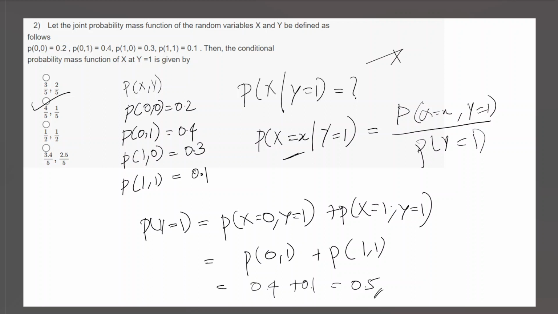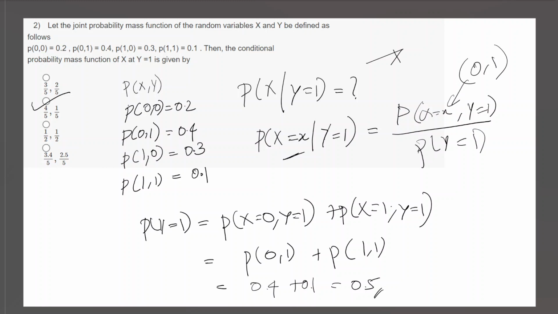Given y is equal to 1, the conditional probability mass function is given by p of x is equal to x comma y is equal to 1, divided by p of y is equal to 1. So we have two possibilities here. The x can take up the value of either 0 or 1. So based on this, we have to solve the further things.